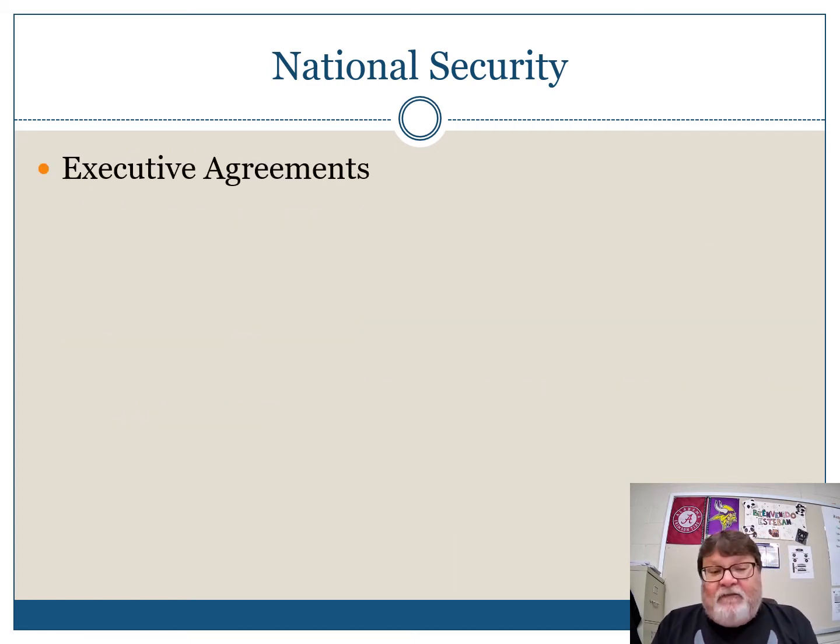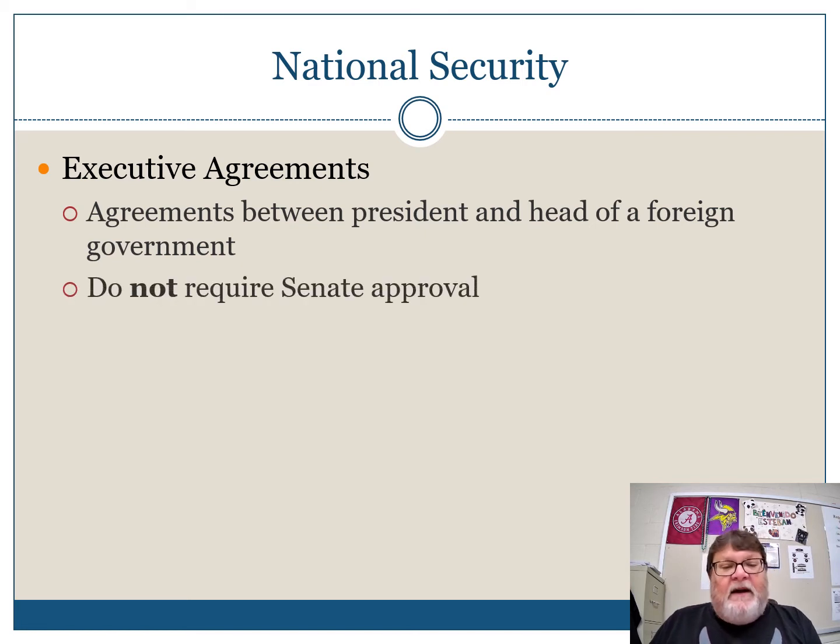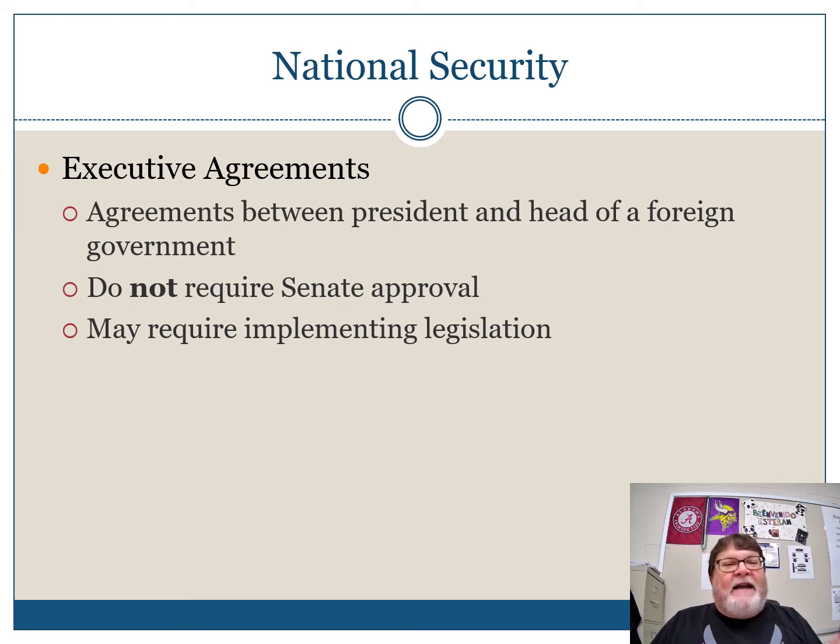Elsewhere with national security, let's talk about executive agreements, something that is always confused with executive orders, so make sure you don't confuse them. Agreements between the president and the head of a foreign government. That's what an executive agreement is, if that makes sense. They do not, and this is the important part, and this is the analysis portion, they do not require Senate approval. This is why they are used a lot. So they may seem like a treaty, but they're not.